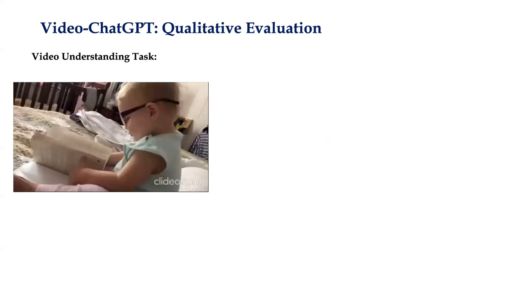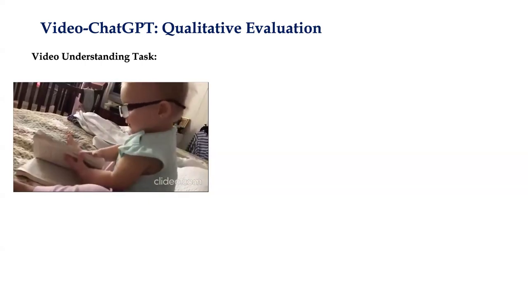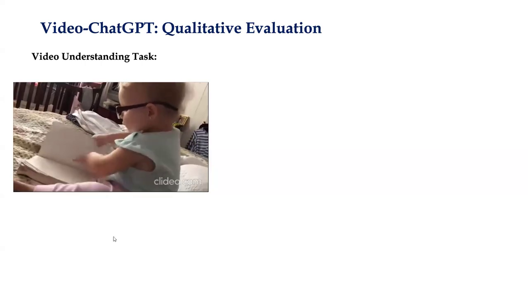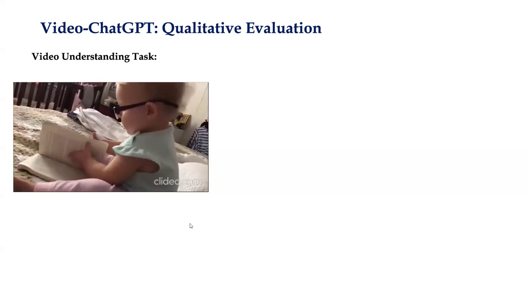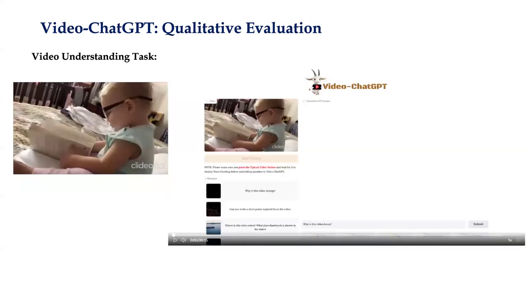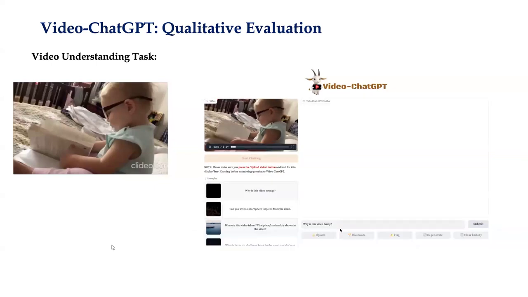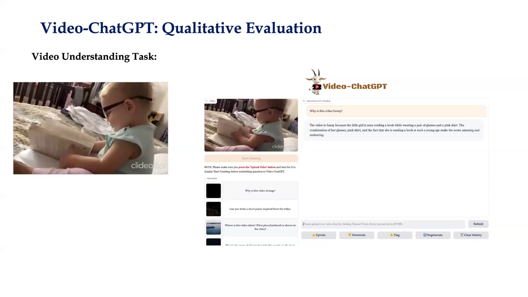So then let's look at the video understanding task. So let's look at this video. This is actually an online demo, you can play with this thing on their GitHub. So you ask these questions, why is this video funny, and it will tell you the video is funny because the little girl is reading a book while wearing a pair of glasses and a pink shirt. The combination of her glasses, pink shirt, and the fact she's reading a book at such a young age makes the scene amusing and endearing. Okay, that's pretty nice. So the computer is able to see this and say that.